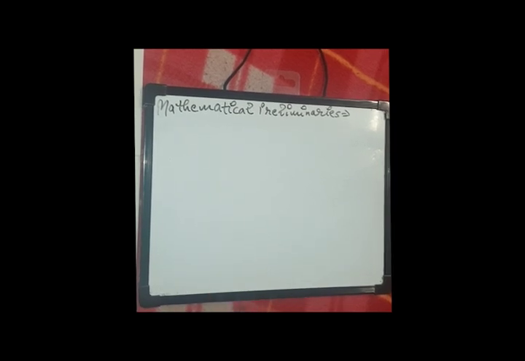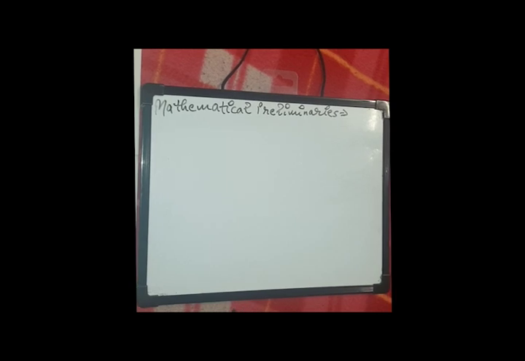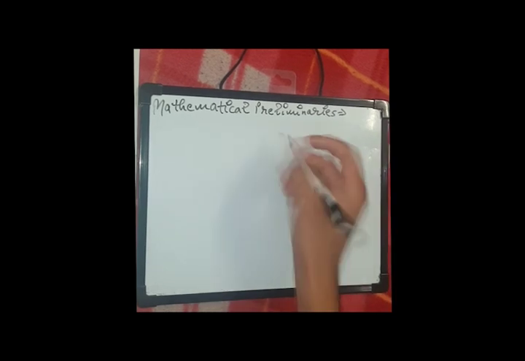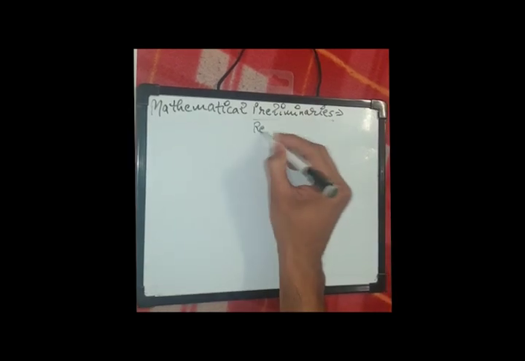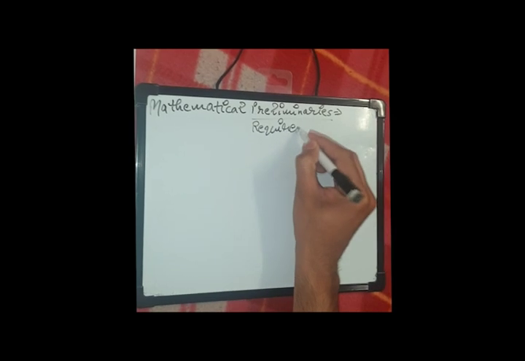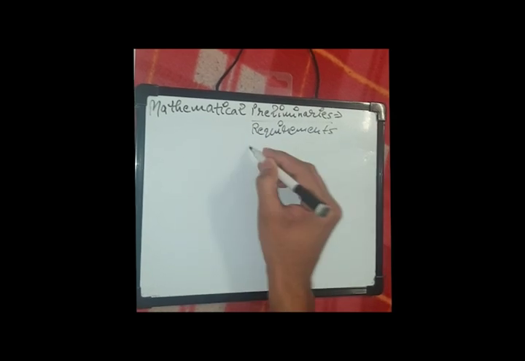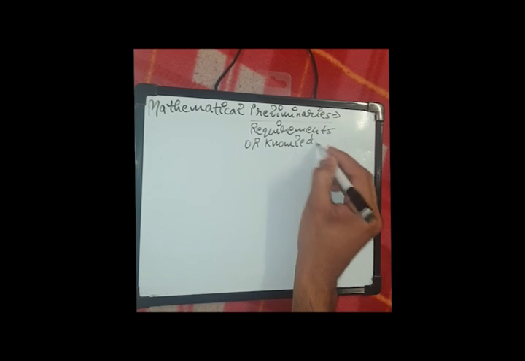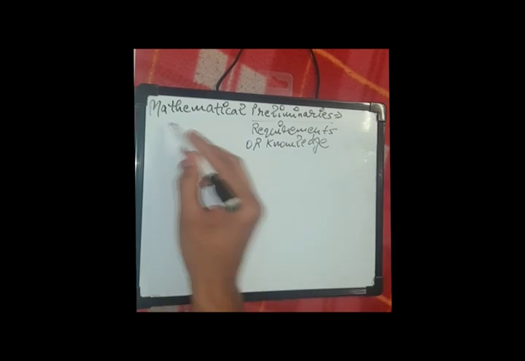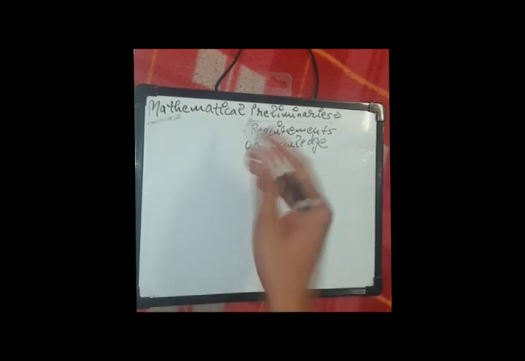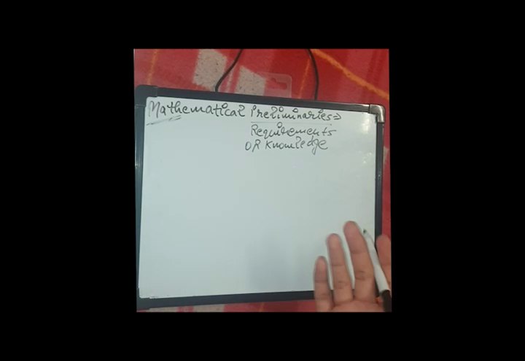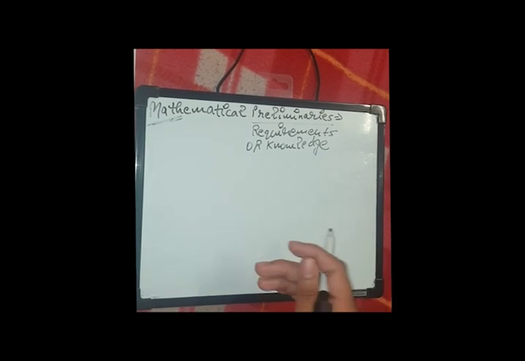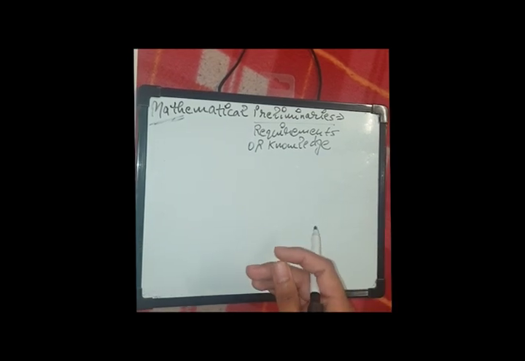Now we're gonna move to the next section, that is mathematical preliminaries. It means the requirements, or knowledge, like what sort of mathematical knowledge is required for studying computer science. We're gonna go through all these concepts one by one.